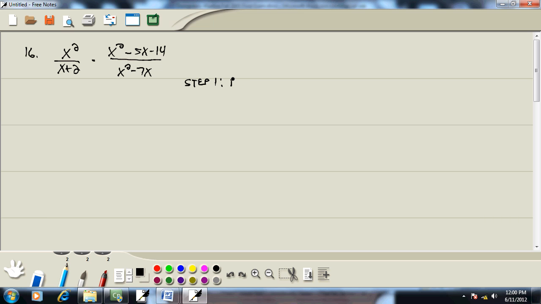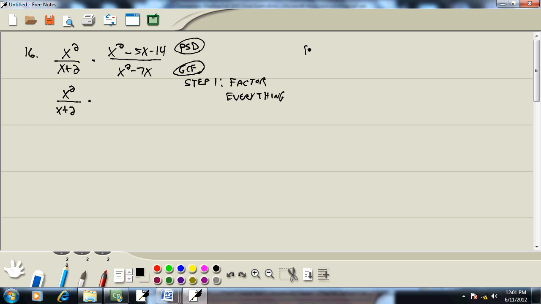Now step one is factor everything. Factor the tops and bottoms of all the fractions. So x squared I can't do anything with. I could write it as x times x, but if this was x to the 50th, I wouldn't write it out 50 times. X plus 2 I can't do anything with. Now this method here is the PSD method, and this one is the GCF method.